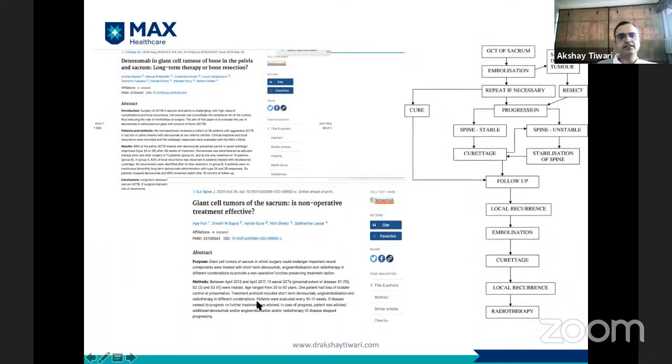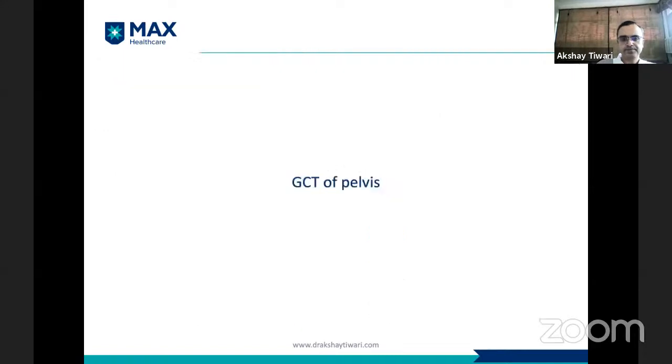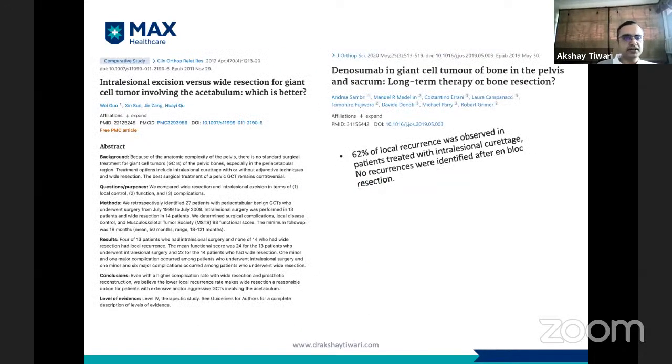And there is increasing work which now suggests that embolization with or without denosumab or zoledronic acid is the way to go for sacral tumors, which you cannot resect without causing significant morbidity. Again, with the pelvis, most of the literature now points towards an en bloc resection doing much better, even if it's involving the acetabulum, and that should always be kept in mind when making a decision.